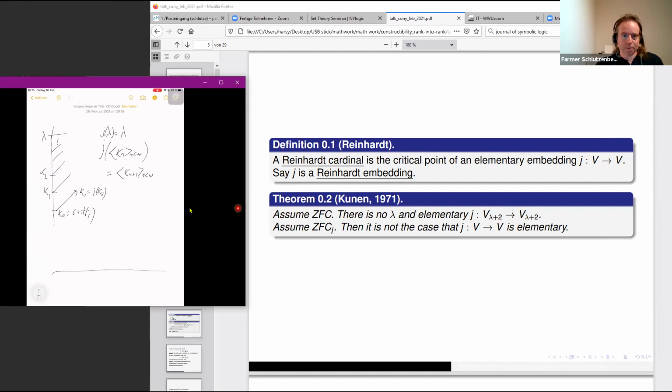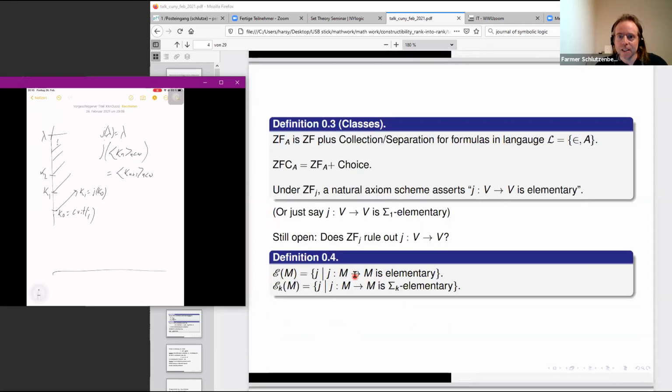In order to execute this argument that we just did, applying J to this kappa sequence, of course we need to be able to construct the sequence in the first place. So we have to be able to refer to J in separation and collection. And so one way to formalize that, which I'll use in the talk, is as follows. I write ZF A, A being a predicate symbol, to mean just ZF plus collection and separation for formulas in the language where we have membership and this predicate symbol A. And then ZFC A adds choice in.